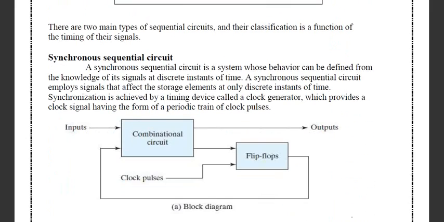The synchronous sequential circuit means we have a block diagram of a synchronous sequential circuit. Here we have the combinational circuit first, then it will generate the output, and another output is going to the flip-flop section with the clock pulse, and the feedback is again going to the combinational circuit as an input. This is how the synchronous sequential circuit works. This diagram is very important for your examination.